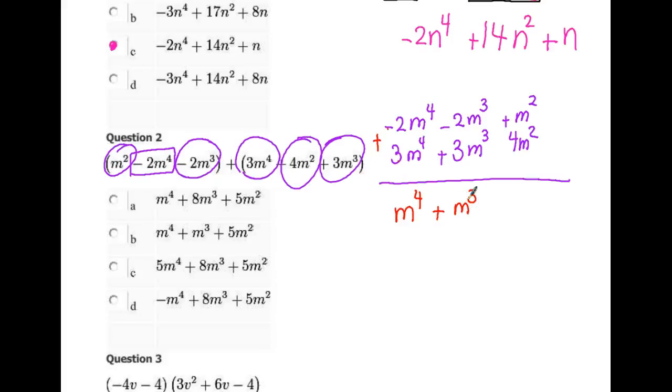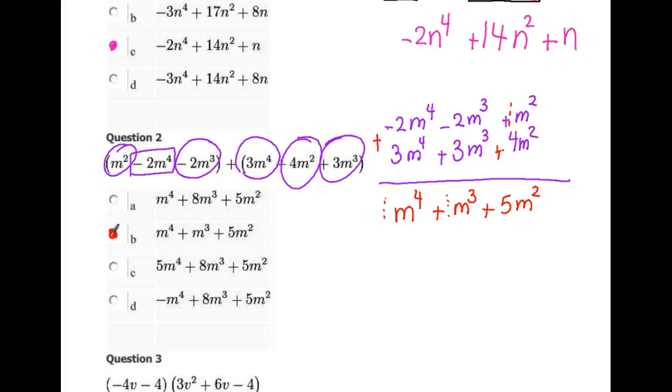M squared plus 4m squared is 5m squared. So you're just adding the coefficients and the variable stays the same. Remember, if a variable does not have a coefficient, that means it's a 1, because we don't write the 1 down. So this is a 1, this is a 1. Okay, so the answer should be m to the 4th plus m cubed plus 5m squared.